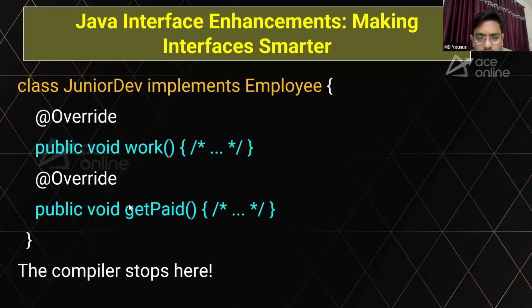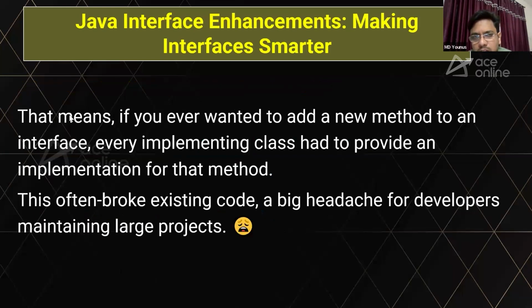I hope you understood what is the problem with Java 7 implementation of interfaces. A quick response, guys. If you ever wanted to add a new method to an interface, every implementing class had to provide an implementation for that particular method, right? This often broke existing code, a big headache for developers maintaining large projects, because they have to change every class. So what is the solution for this, guys? We have already seen the solution last time.